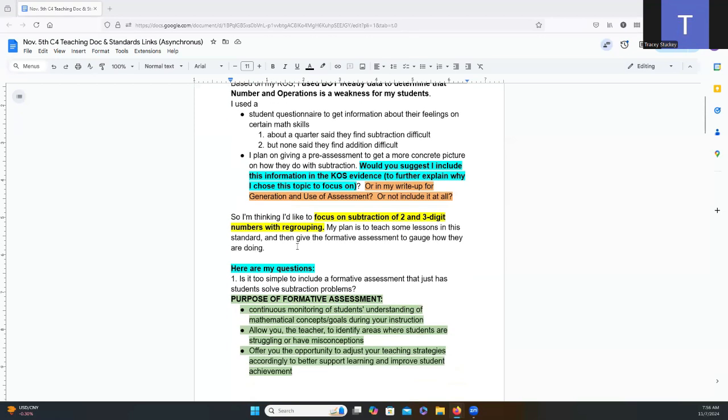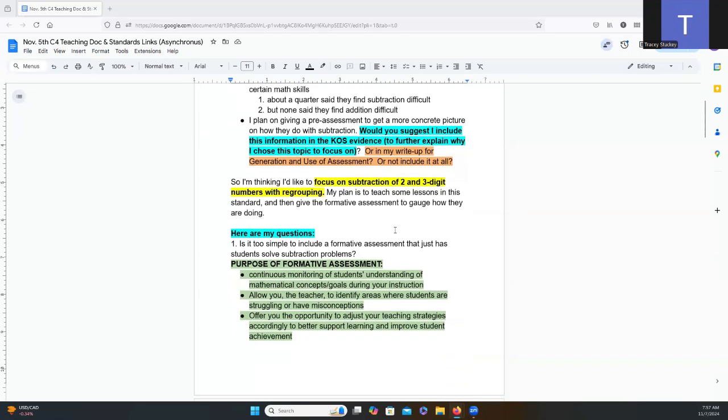So let's continue. I'm thinking I'd like to focus on subtraction of 2- and 3-digit numbers with regrouping. My plan is to teach some lessons in this standard and then give the formative assessment to gauge how they are doing. So here are my questions. Number 1, is it too simple to include a formative assessment that just has students solve subtraction problems?